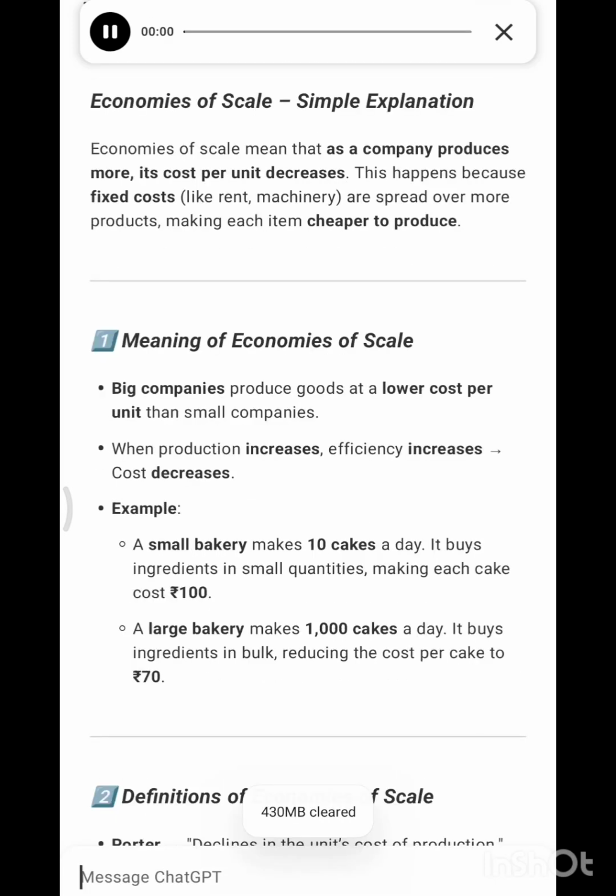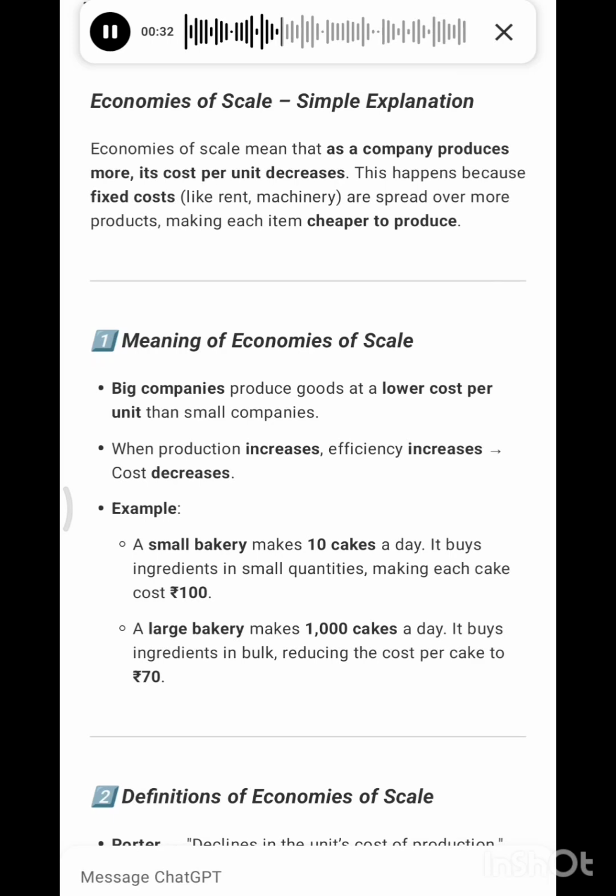Economies of scale, simple explanation. Economies of scale mean that as a company produces more, its cost per unit decreases. This happens because fixed costs, like rent and machinery, are spread over more products, making each item cheaper to produce. 1. Meaning of economies of scale. Big companies produce goods at a lower cost per unit than small companies. When production increases, efficiency increases and cost decreases.